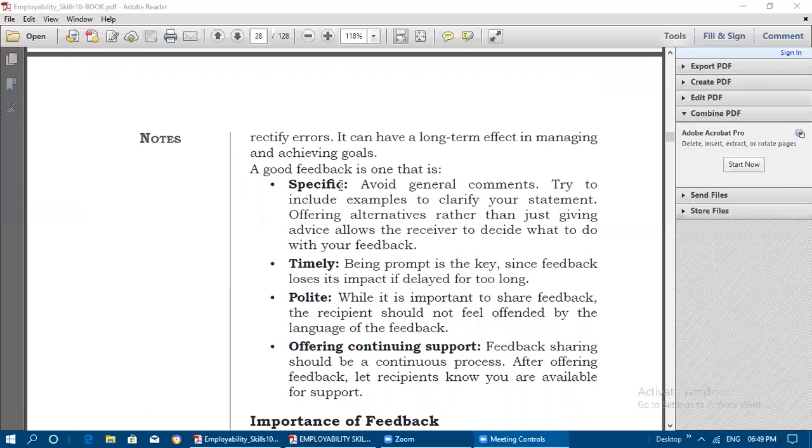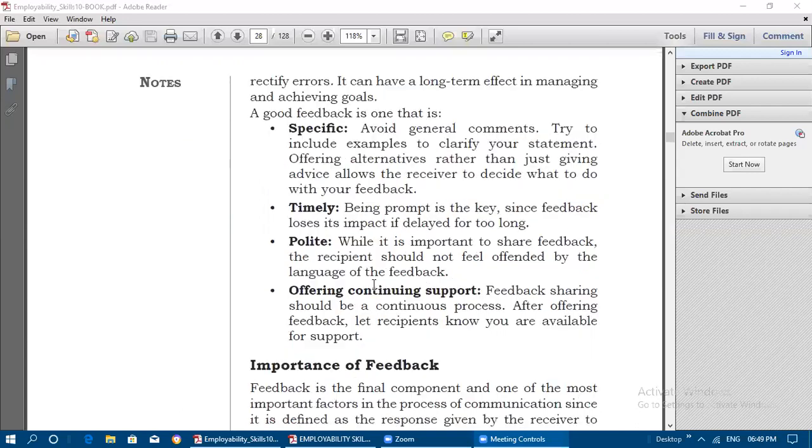Good feedback should be a specific one. Instead of saying some general points, you need to be specific in your feedback. You should clarify what type of mistake the sender has made. You should say the statement correctly. That should be a specific one, and it should be a timely one. So immediately you should say your feedback. You should not delay your feedback or response, and it should be polite also. While it is important to share the feedback, the recipient should not feel offended by the language of the feedback.